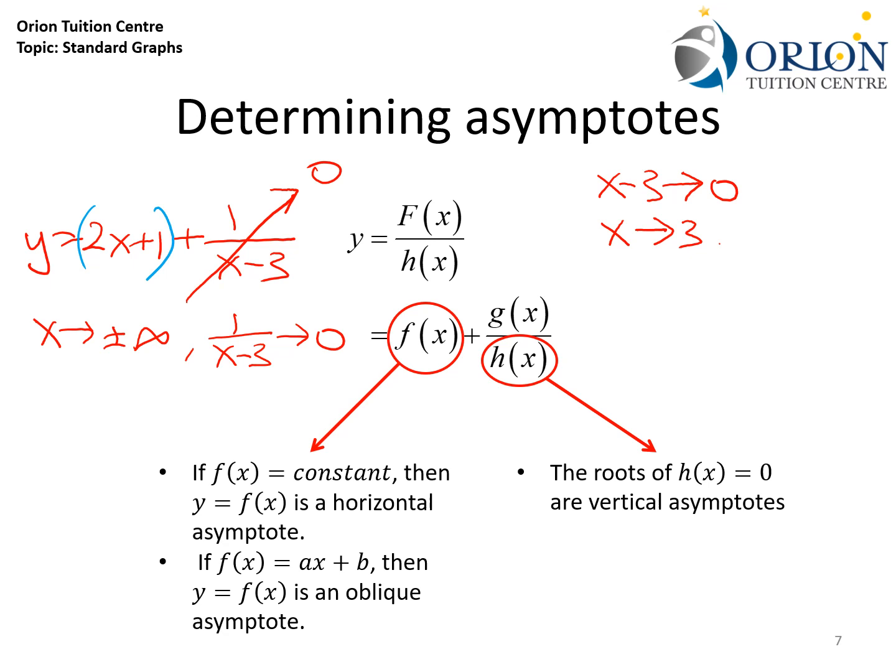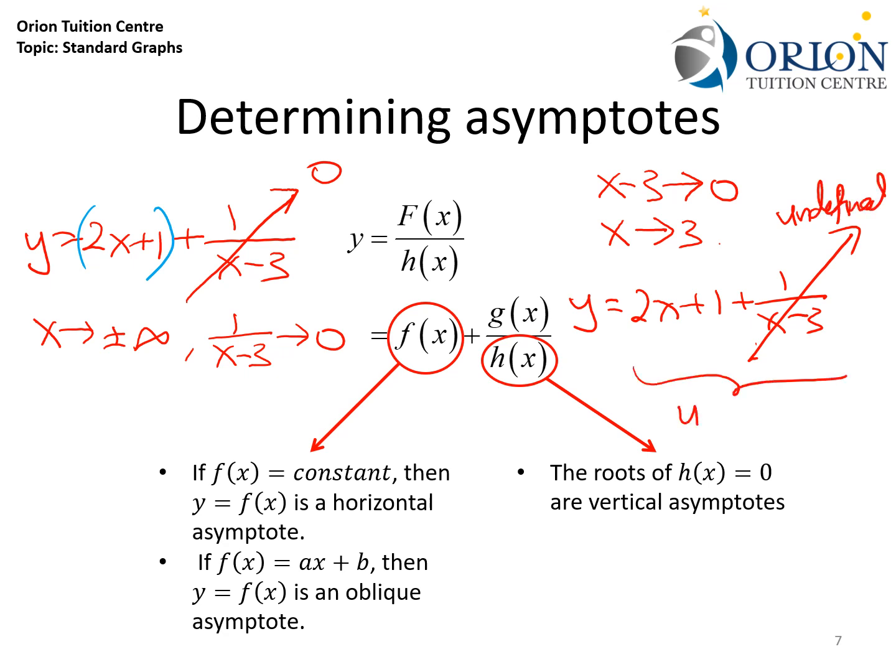What happens is, for our same equation y = 2x + 1 + 1/(x - 3), this term is going to become undefined. That means the entire equation is going to be undefined for x = 3, and therefore we can see that the root of the denominator must give us a vertical asymptote.